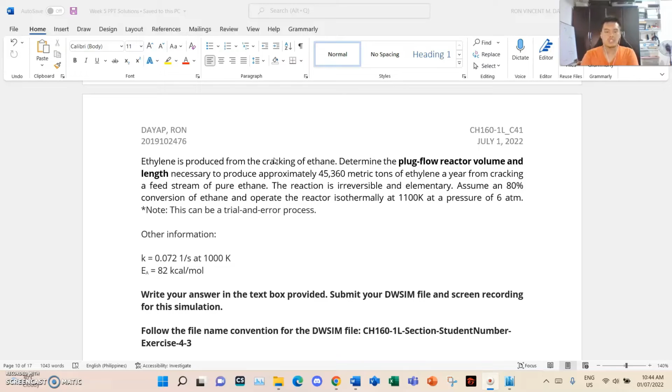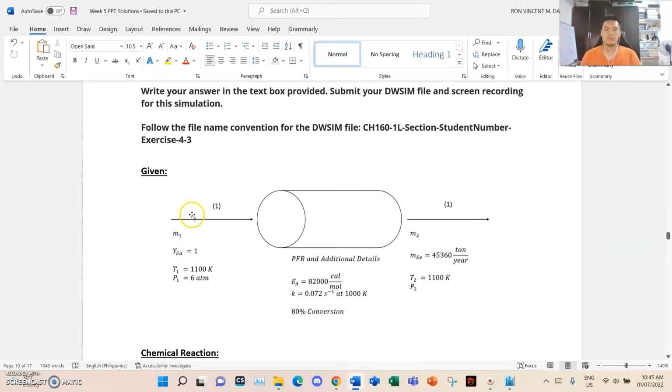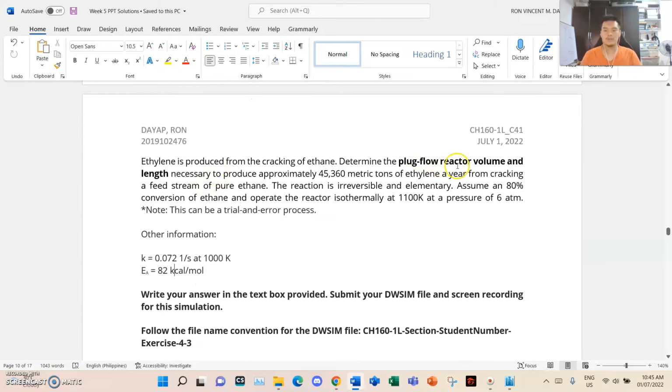Note that this can be a trial and error process. Other information: the reaction rate constant at 1000 Kelvin is 0.072 per second, and the activation energy is 82 kilocalories per mole, or 82,000 calories per mole. So this is our given value, and we are required again to find the plug flow reactor volume and length necessary to produce 45,360 metric tons of ethylene a year.